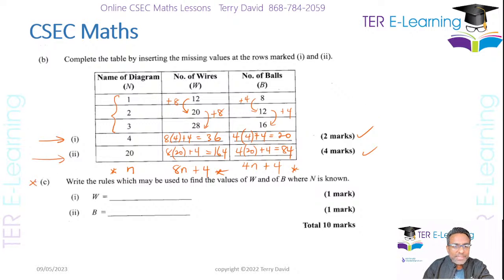And in part C now, they asked us to write the rules based on the values W and B. Well, we already worked out the rules. So our rule for wires is going to be 8n plus 4, and for the number of balls, it'll be 4n plus 4. So this was an easy sequence question, an easy sequence question.